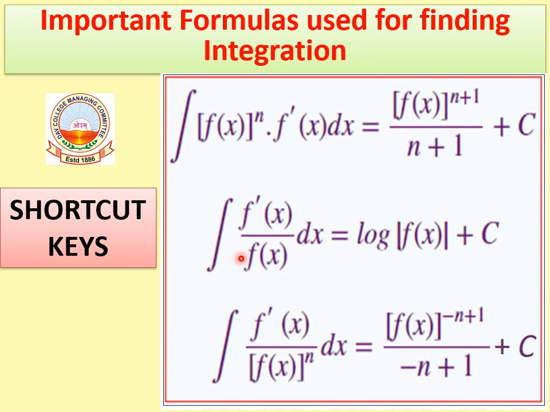Next is integral f dash x over f x. Here the numerator is the derivative of the denominator. Then this integration equals log modulus f x plus c. In the next formula we have the numerator as the derivative of the denominator, but the denominator has some power, like integral f dash x divided by f x raised to n dx equals f x raised to minus n plus 1 divided by minus n plus 1 plus c.